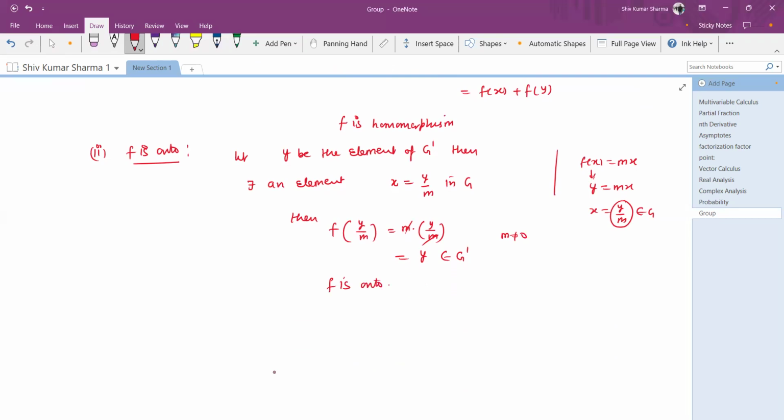So function f is onto, and f is a homomorphism. So f is a homomorphism from G onto G dash.